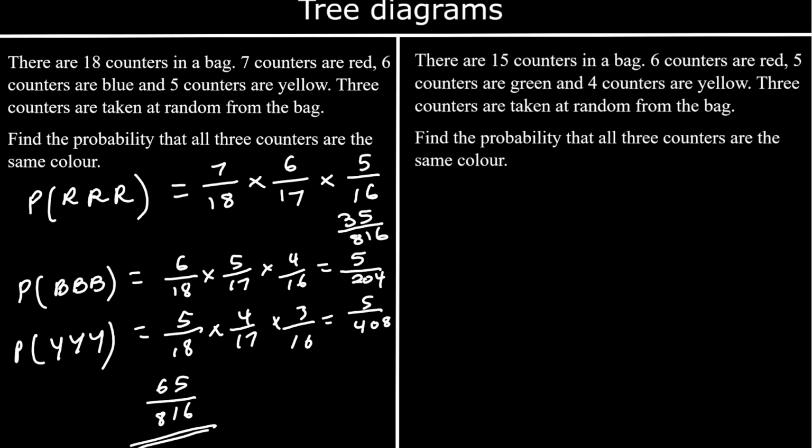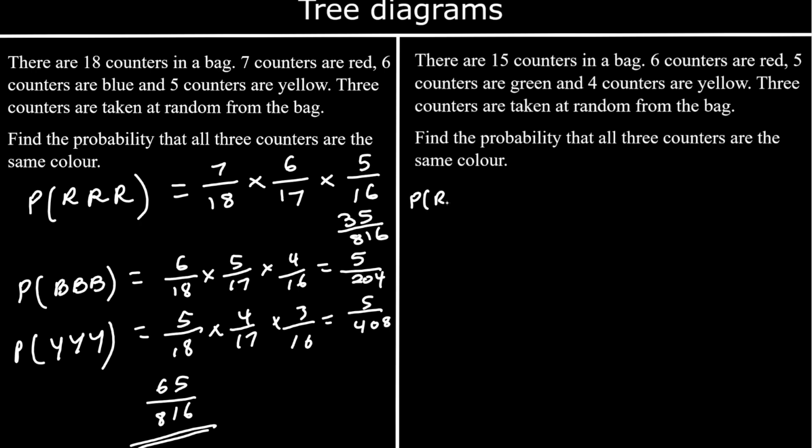So one for you to try. See if you can give it a go. So it's the same question again. So we're going to work out the probability of getting red, red, red, the probability of green, green, green, and the probability of yellow, yellow, yellow, and add them all together.